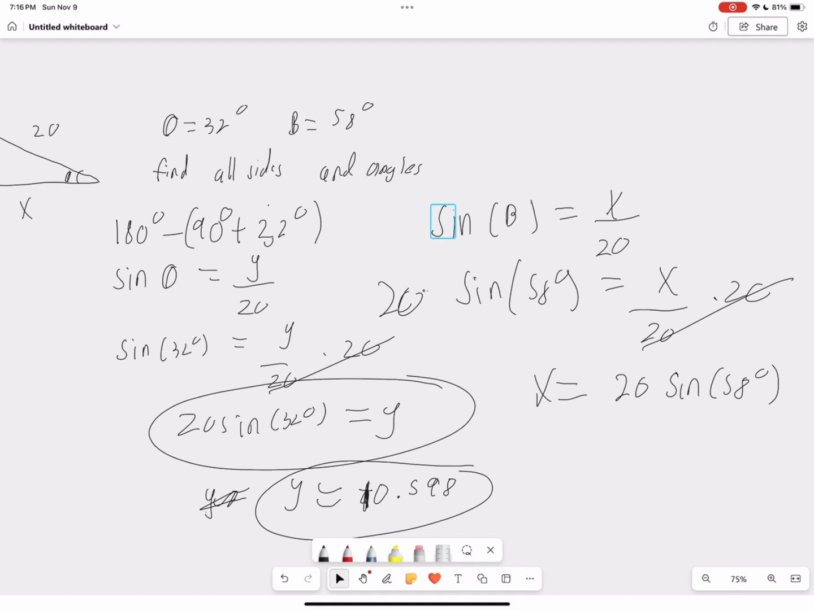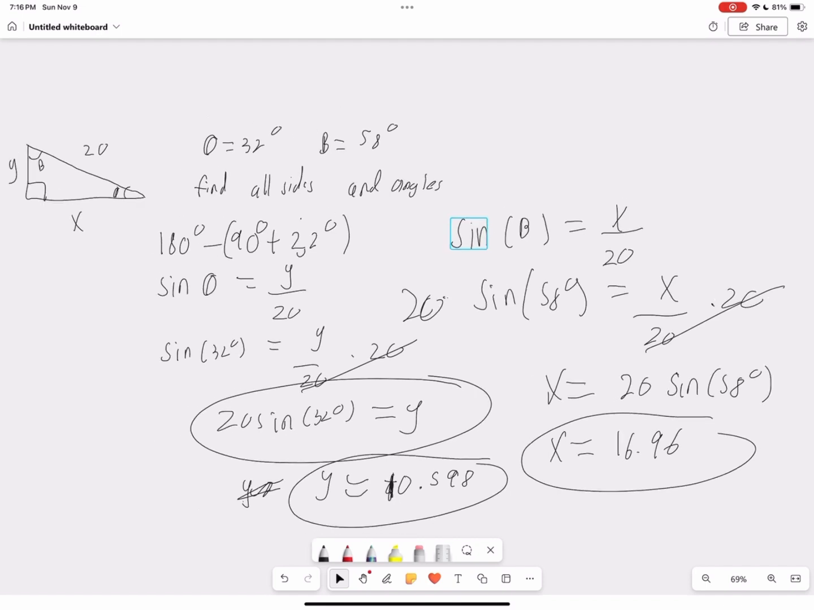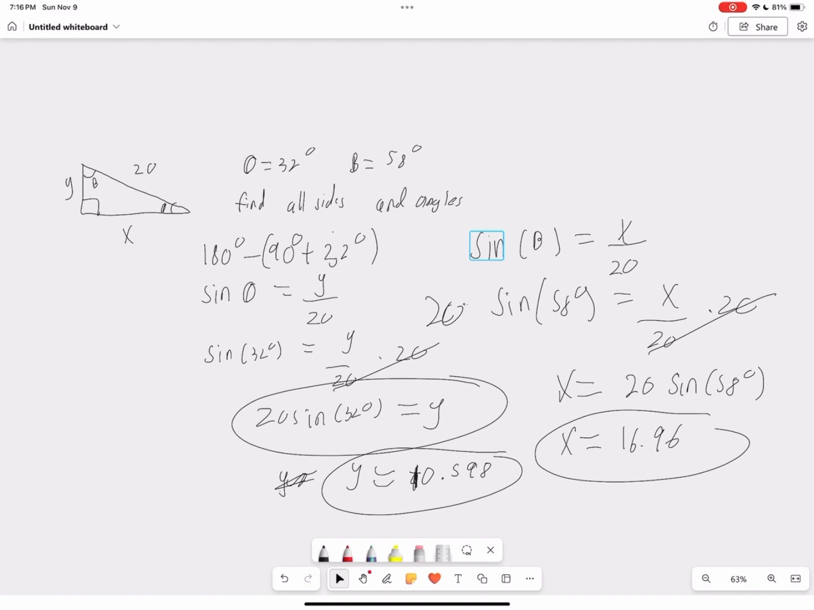Now this should be an acceptable answer. This is correct, but if you want to round it, again decimal form, since anything that's not in a unit circle, which we'll get into more depth later, you need a calculator to do, because you don't know what that is. You have to know what the angle is. So sine 58 degrees times 20 is 16.9, so x equals 16.96. So that's it. That's everything. That's how you do the problem.